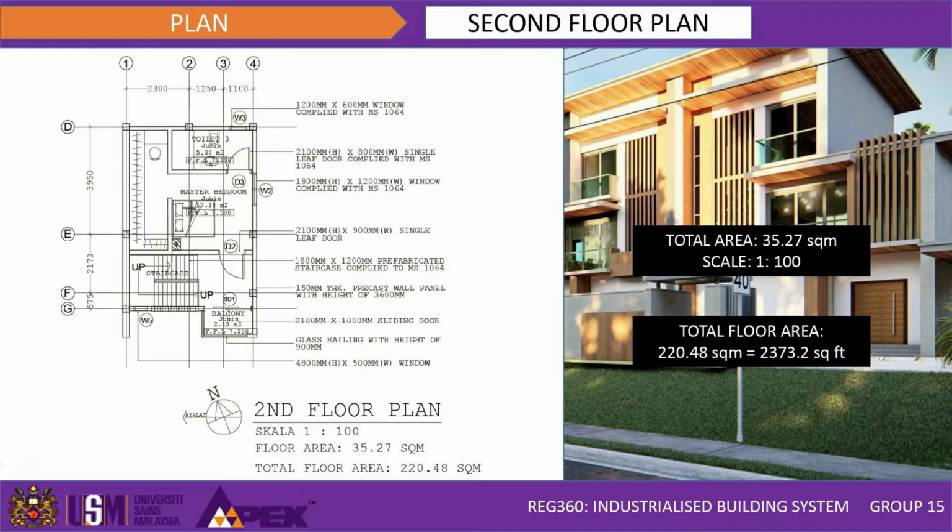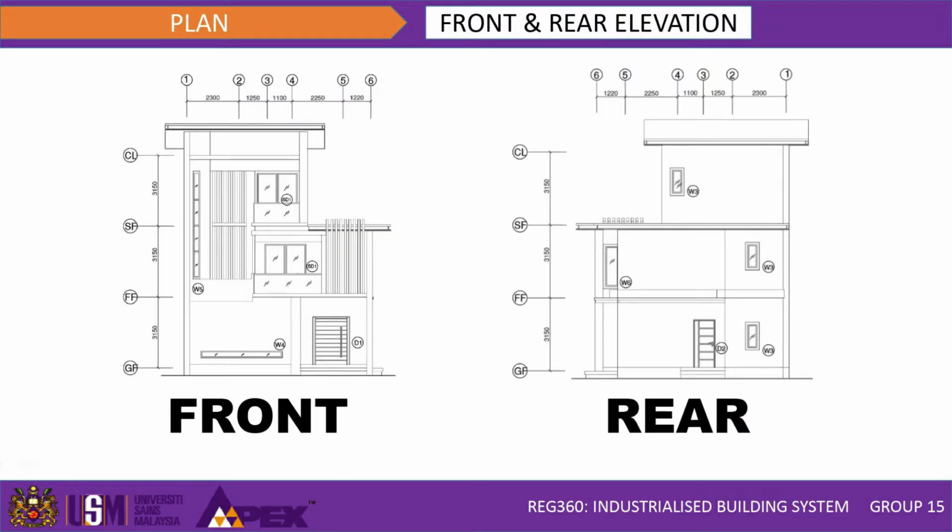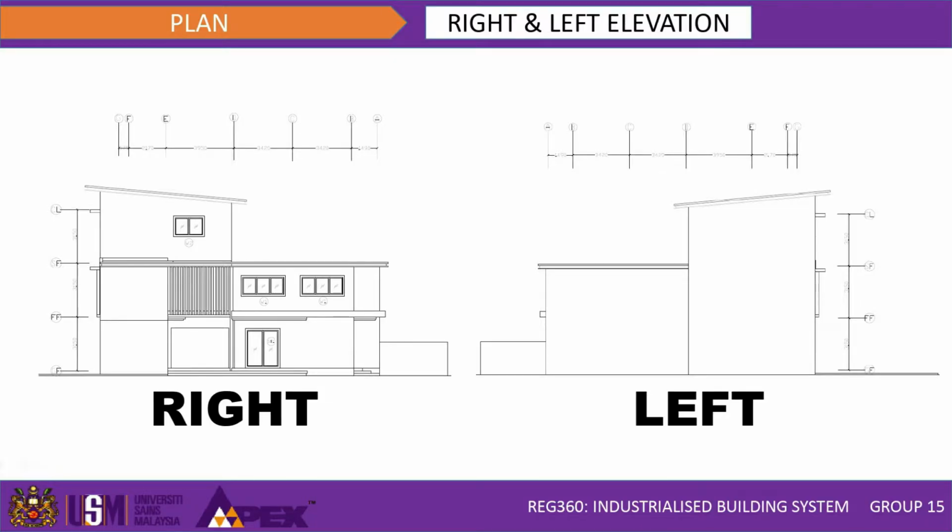For the second floor plan, at the right side is the balcony, and at the left side is the master room and a prefabricated toilet. Next is the roof plan. The first floor roof will be a flat roof, while the second floor roof will be slightly inclined at 5 degrees. Next are the front and rear elevations, and also the left and right elevations, with a height of 3,150 millimeters for each level. That's all for me. Thank you.